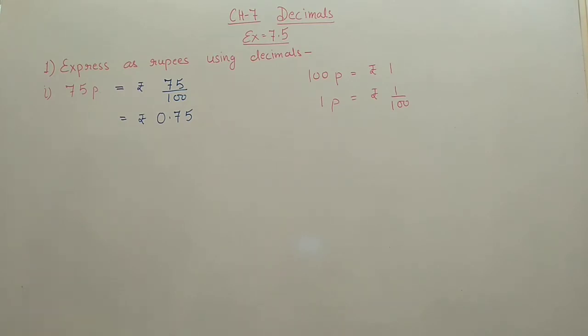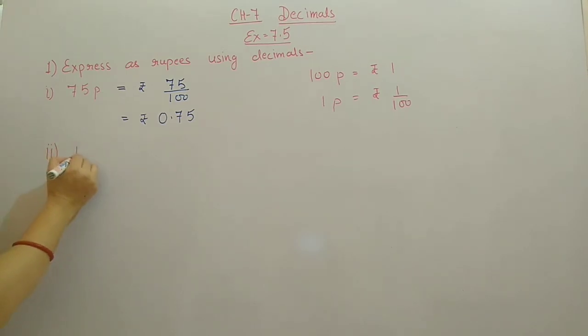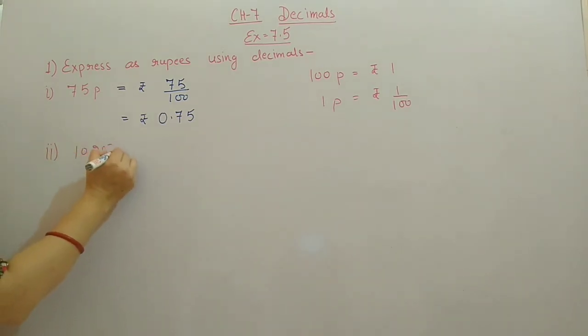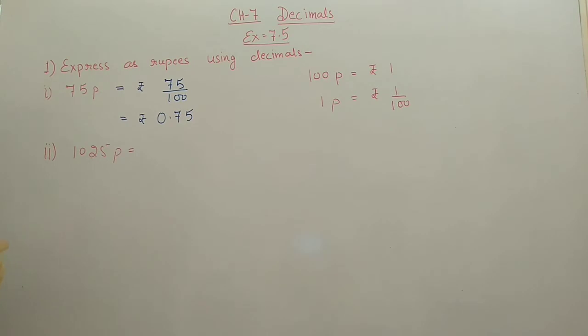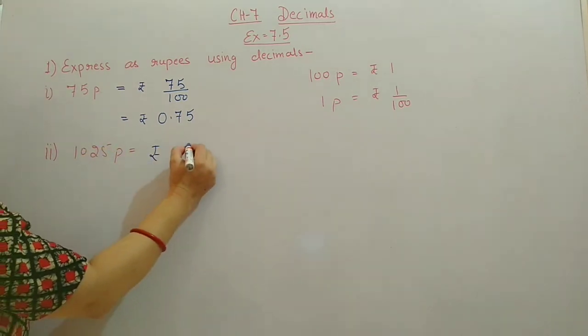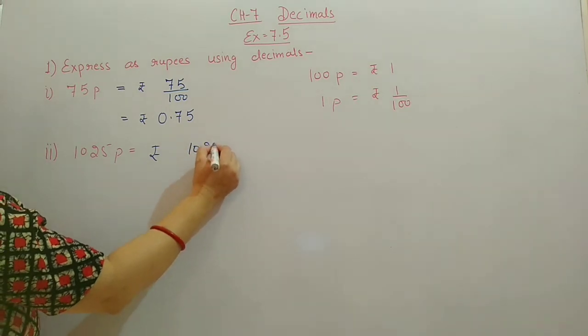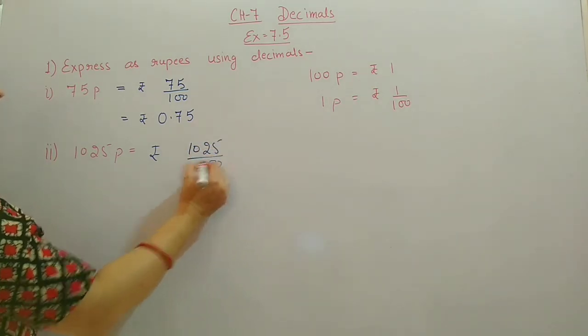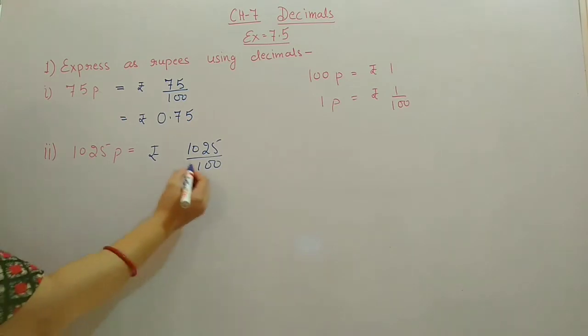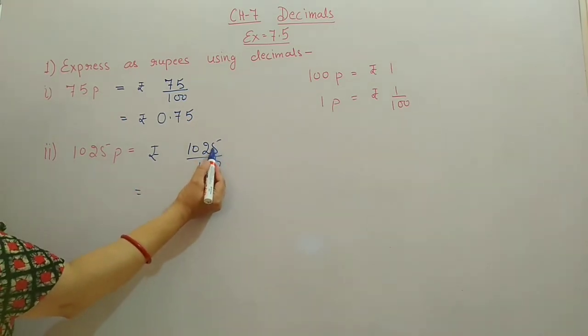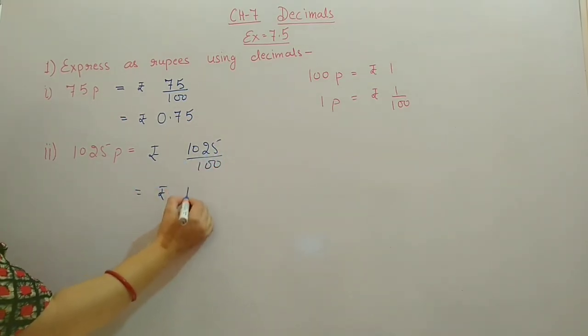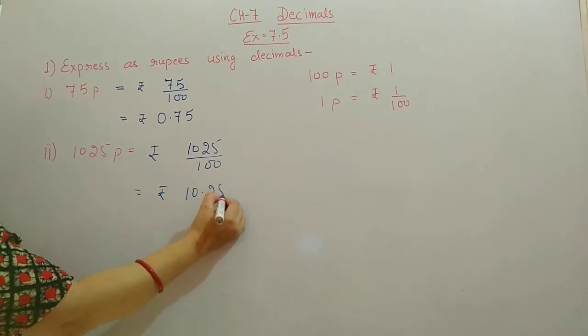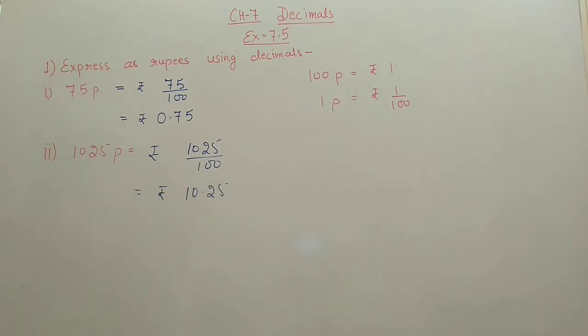Second part, 1025 paise. To convert paise into rupees, again we have to divide by 100. We have to divide 1025 by 100. Dividing by 100 means 2 decimal places will come. So 1 and 2, the answer will be 10.25.